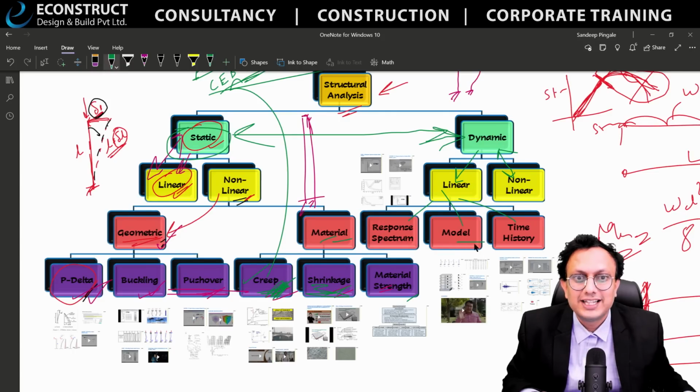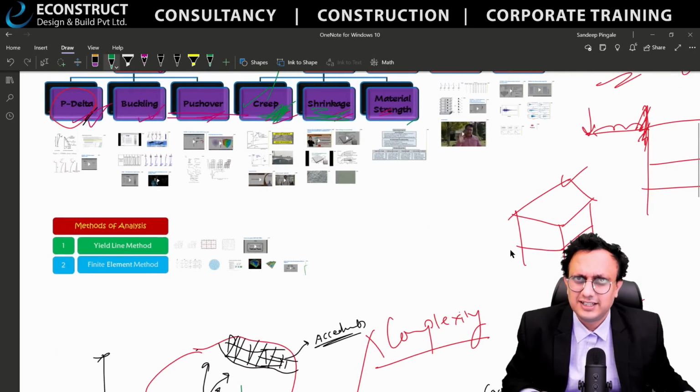Okay? Modal analysis. What is meant by modal analysis? Aaj mera mood nahi hai picture dekhne ka. Come on.